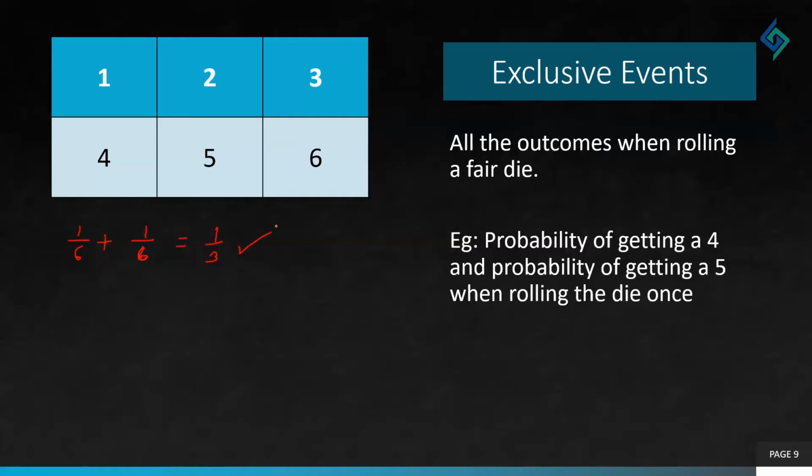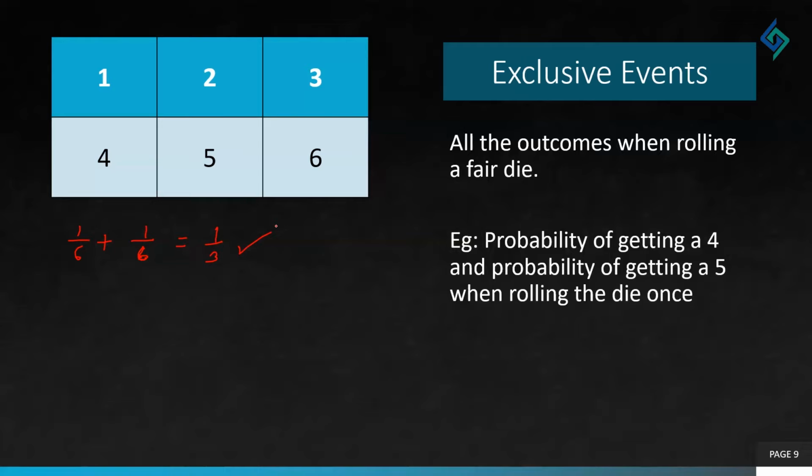And if the question asks you, what is the probability of getting a 4 and a 5 in a single roll of a die? Then in a single roll of a die, of course, you cannot get both. So the probability of that will be 0. That will not be a question which will ever be posed, because if you're only rolling the die once, only one single outcome is possible. That's why they're mutually exclusive events.